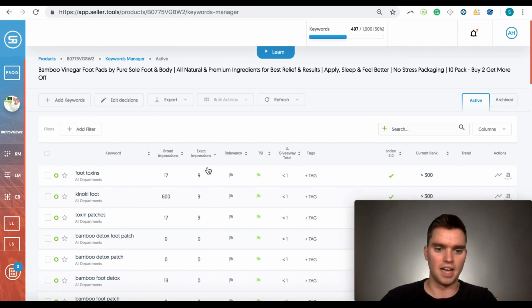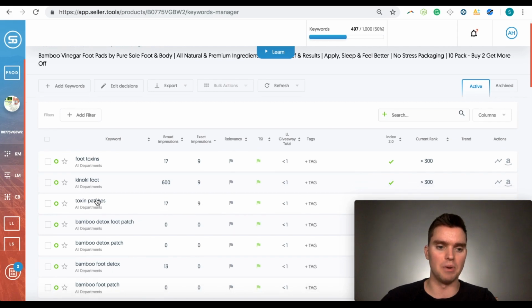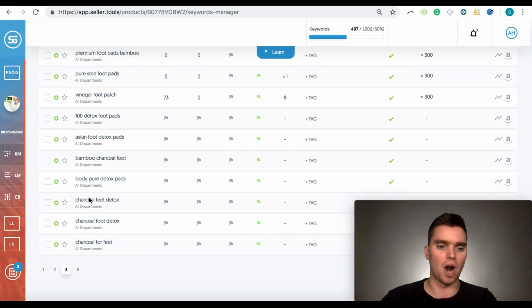So like I said, 9 exact impressions. I would definitely stop right here. So in this case, only the first 2 pages I would go through. Again, I only have 500 keywords out of 1,000, so it'll be a little different for you. But I would only go through page 1 and 2. You don't have to go through every single keyword.